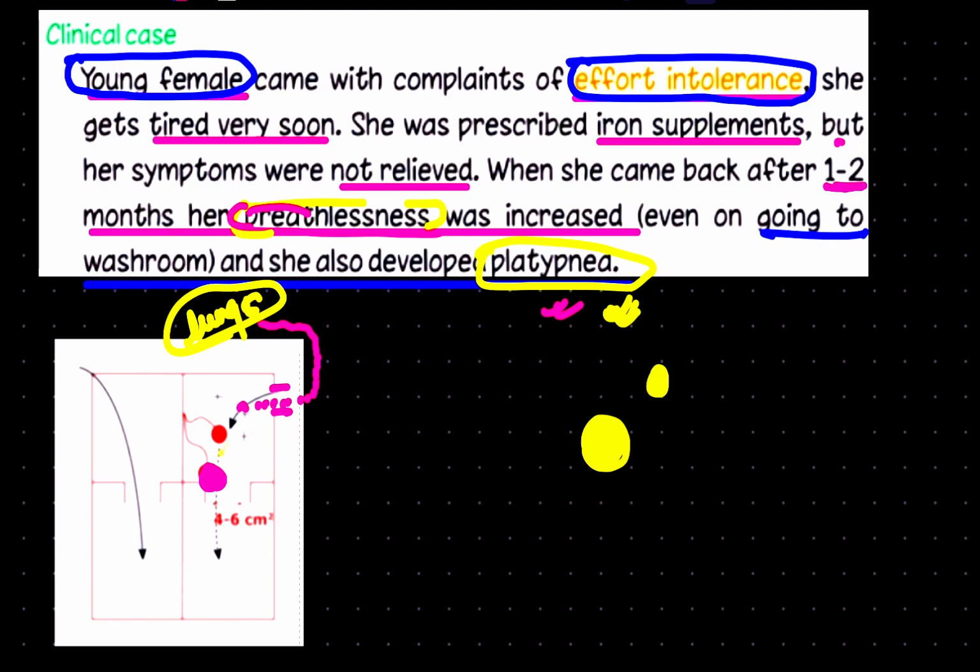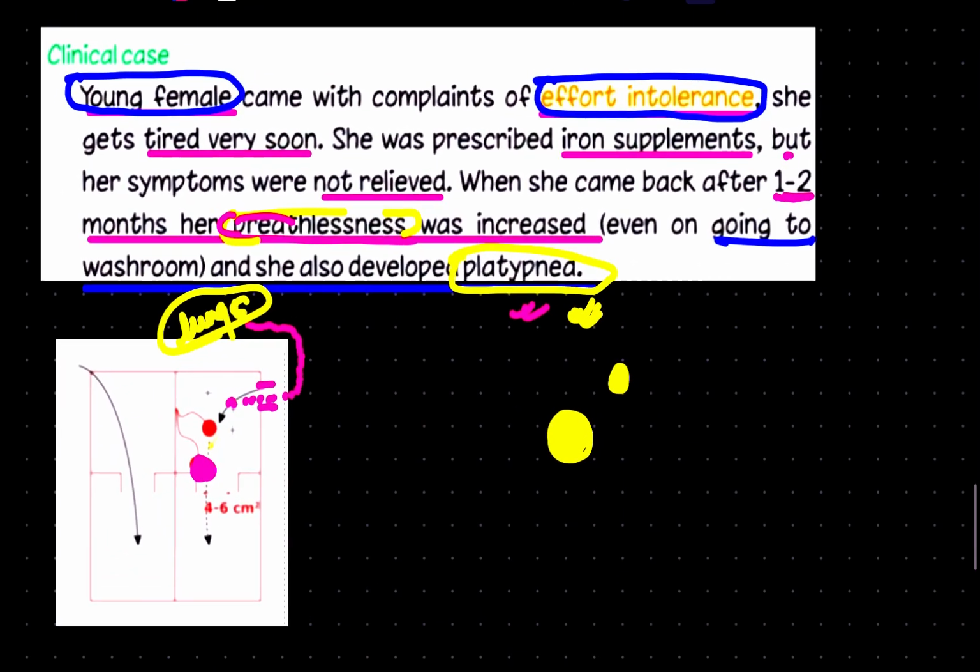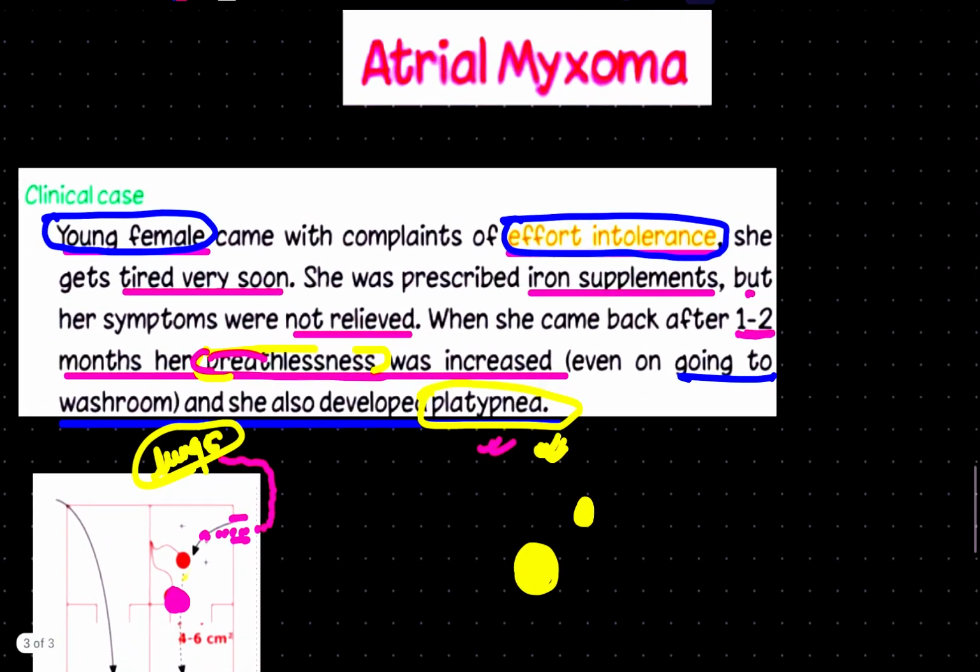Platypnea. Okay, now on examination, what will we find? I have already mentioned one of the key findings of atrial myxoma on auscultation is the tumor plop sound. Now the tumor plop sound is a low pitch sound, and we have already discussed that low pitch sounds are heard with the help of the bell of the stethoscope.